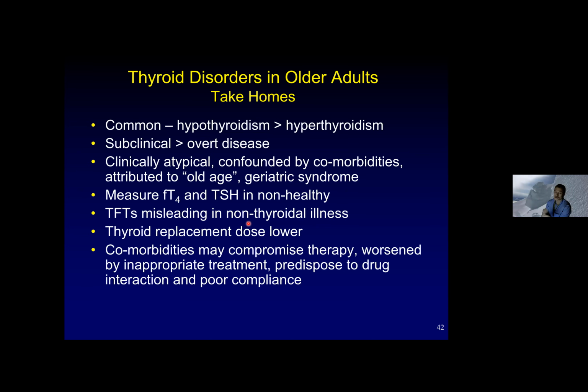And then, of course, and this is true for a lot of the diseases that we manage in the elderly, the comorbidities may compromise therapy. It may be worsened by inappropriate treatment, exposure to drug interactions, and poor compliance. So these are things that I revisit with my patients at every visit: the compliance, the changes in the medications, and I try to interpret the labs that I get taking those factors into account. Another take-home message is that if you have well-differentiated thyroid cancer, the prognosis is worse in the elderly than in young individuals.